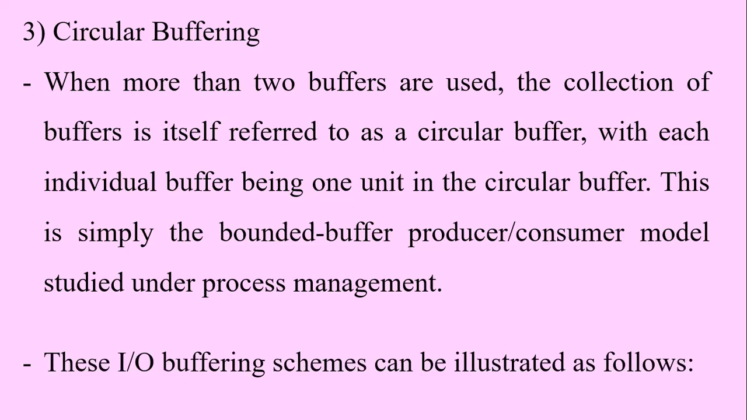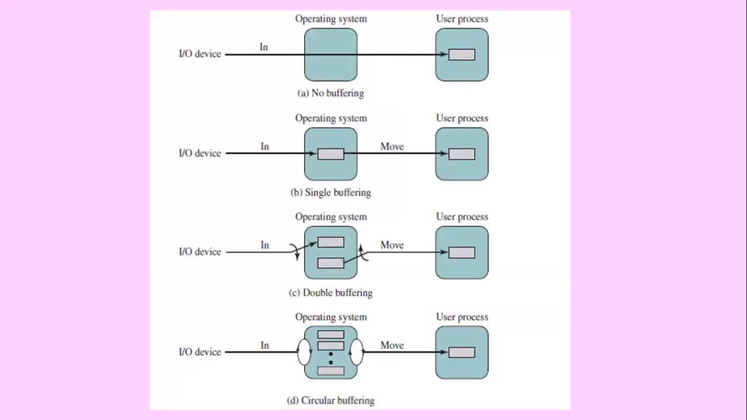These I/O buffering schemes can be illustrated as follows. In diagram A, we have no buffering. In diagram B, we have single buffering. In diagram C, we have double buffering. And the last diagram, diagram D, illustrates what we call circular buffering.